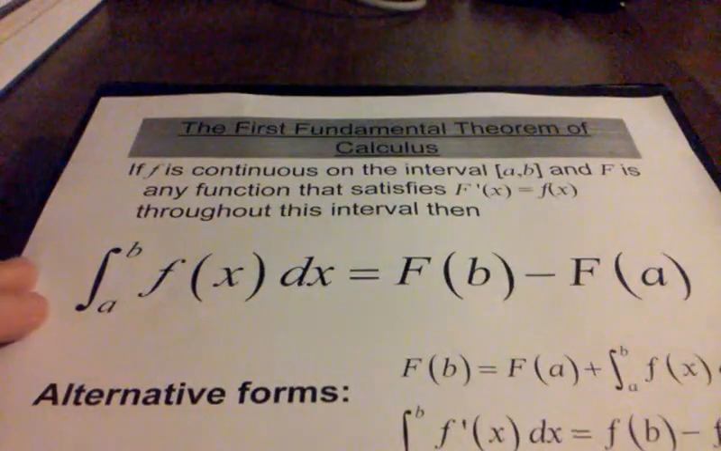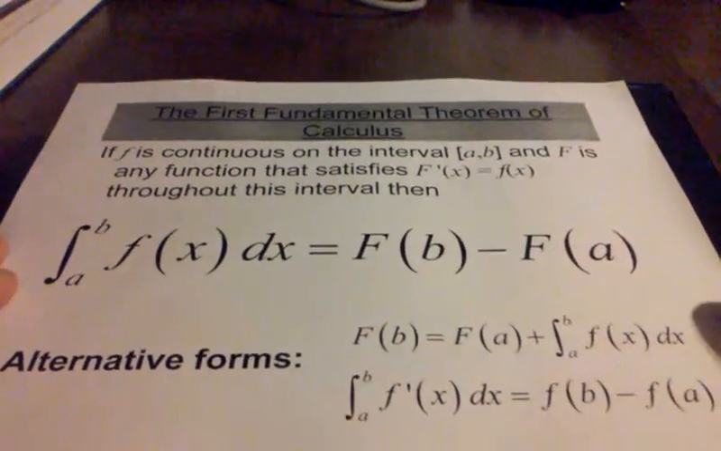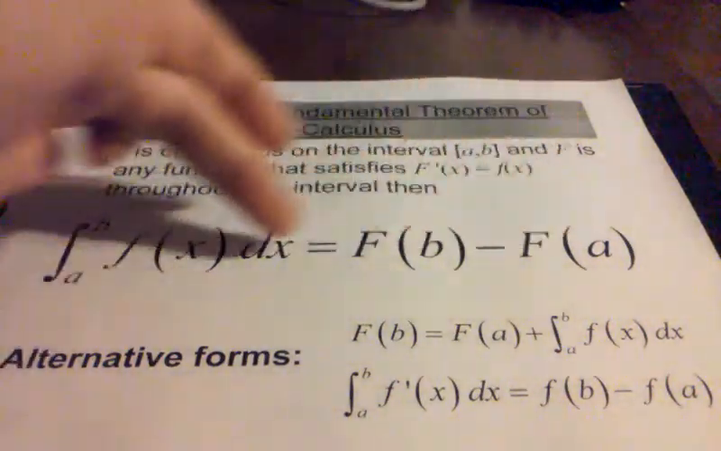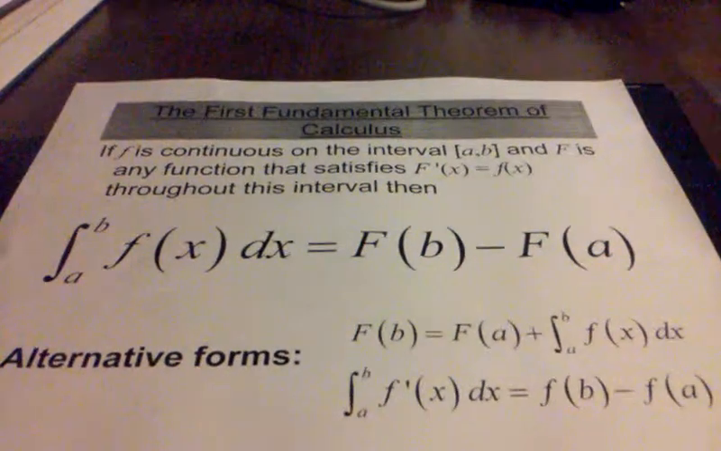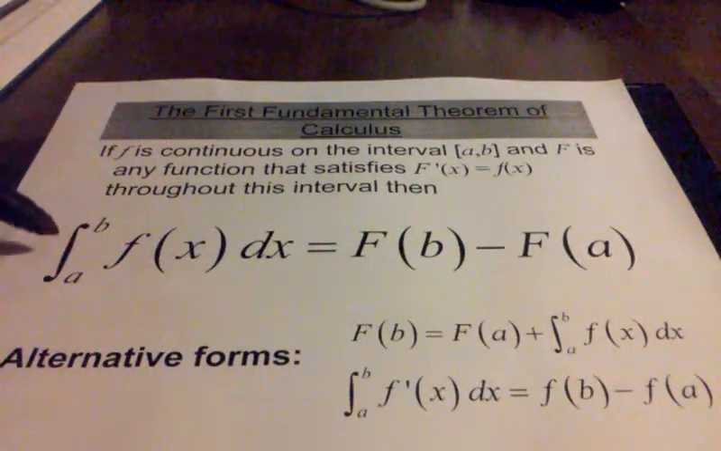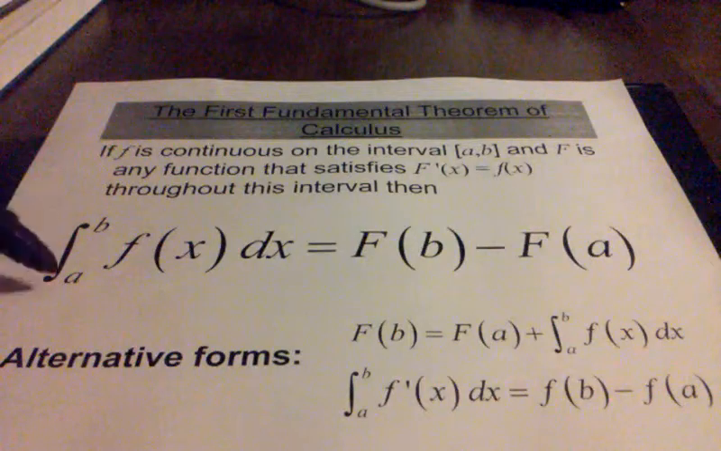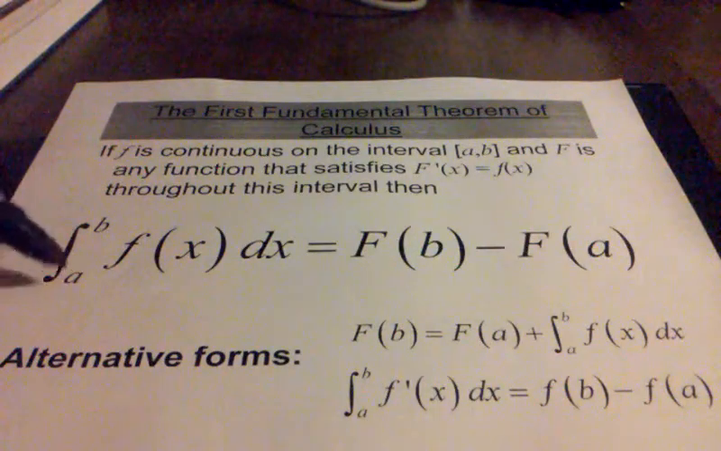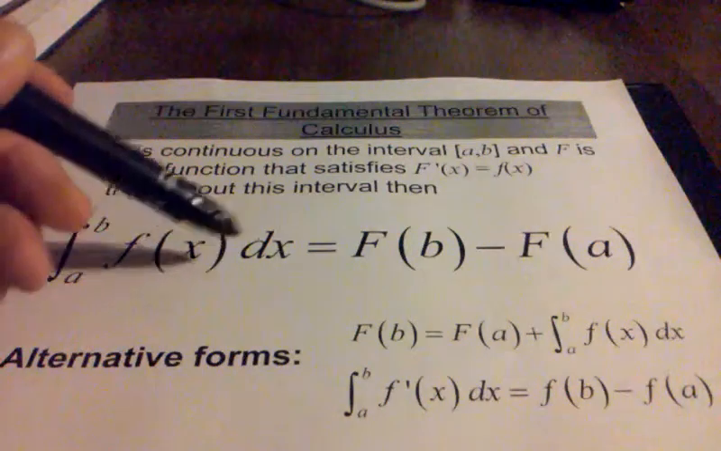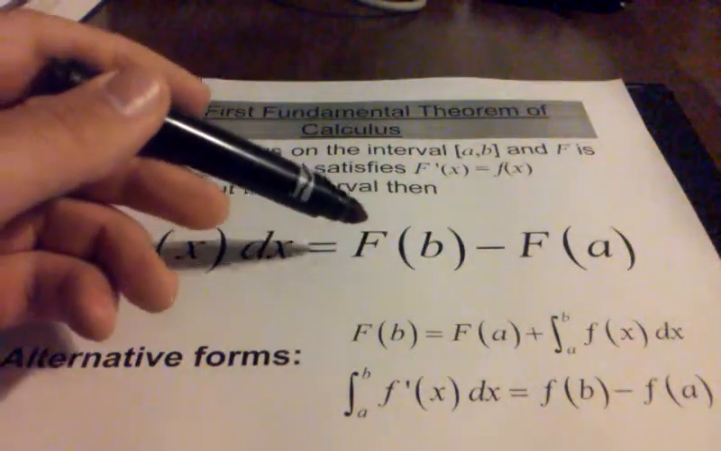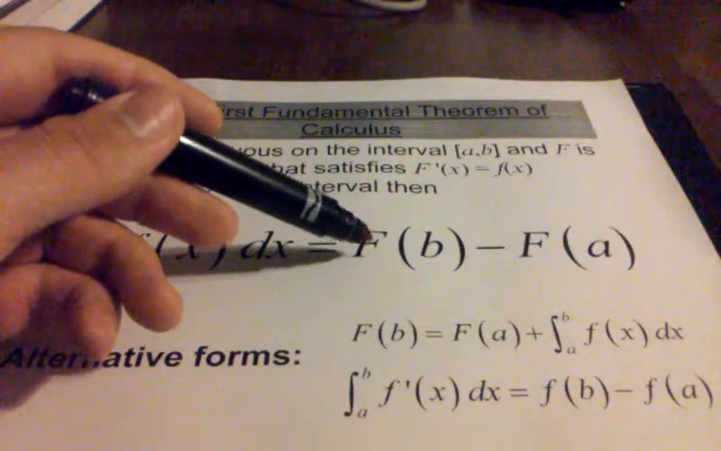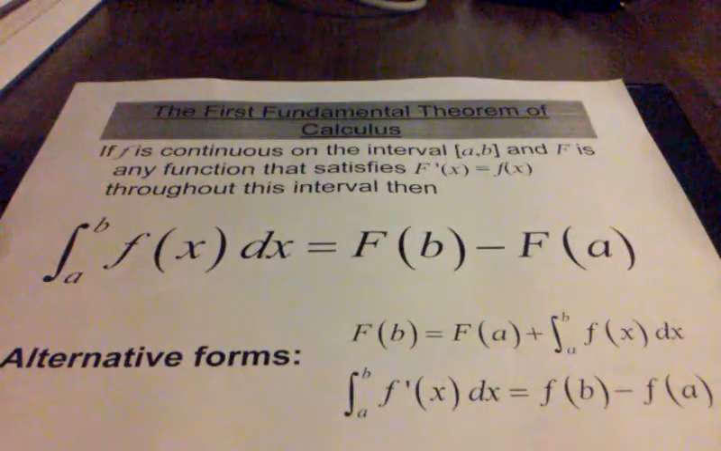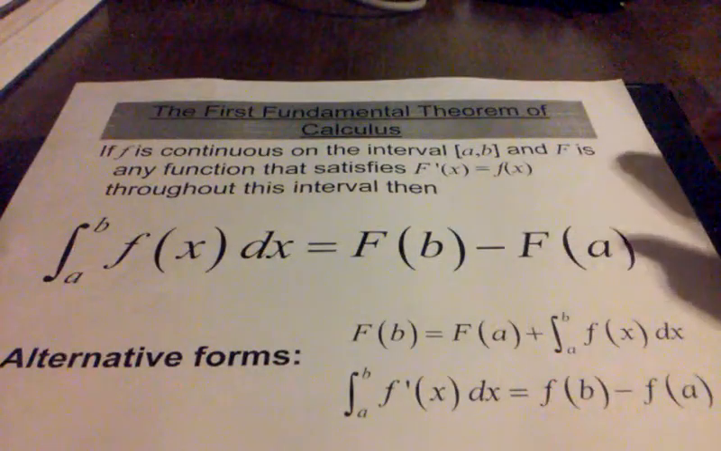The first fundamental theorem of calculus is basically this right here. And what it means, obviously I could read it to you. It says the definite integral, because I know it's a definite integral because it has a lower limit a, upper limit b. So the definite integral from a to b of f of x dx is equivalent to the antiderivative of f at b minus the antiderivative of f evaluated at a.